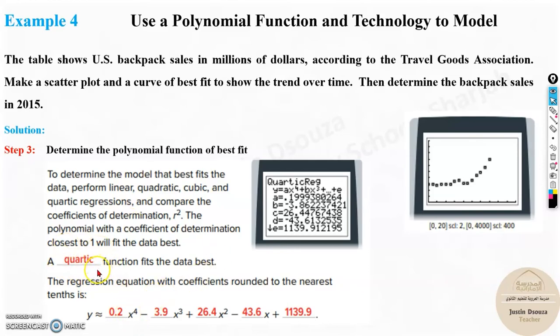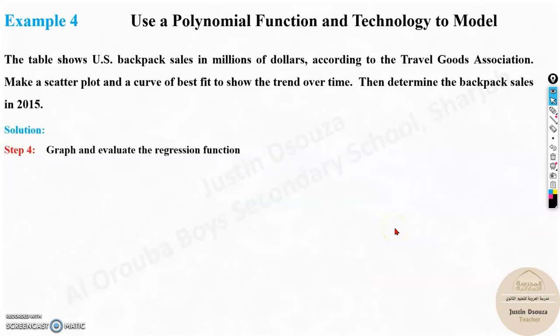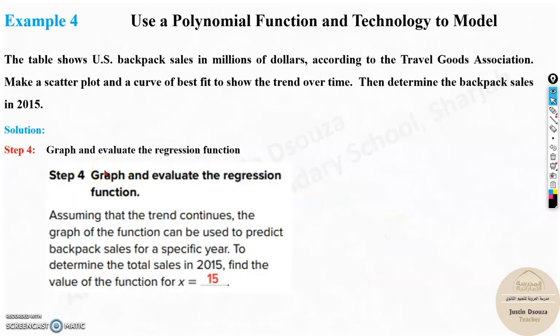X to the power 3 is cubic, x to the power 1 is linear, and so on. So this is quartic, x to the power 4. These coefficients will be given from the graphing calculator. You can see over here, this is the thing. Now, graph and evaluate the regression function.